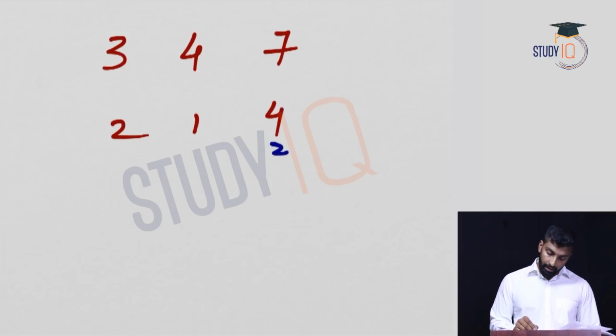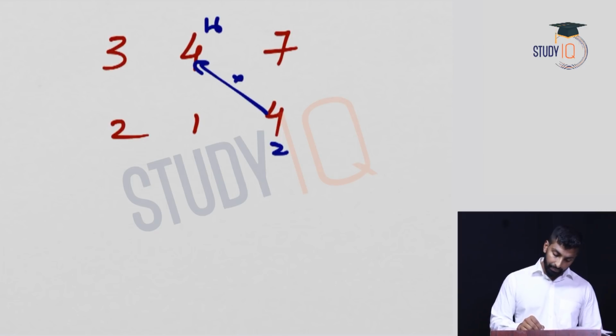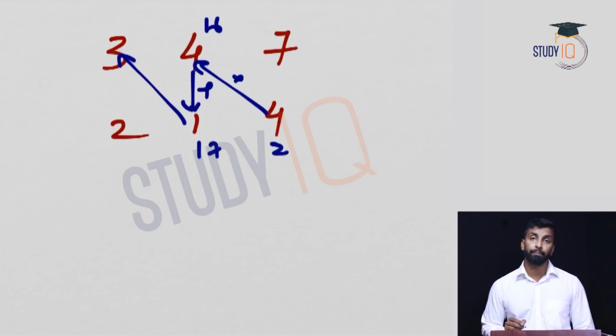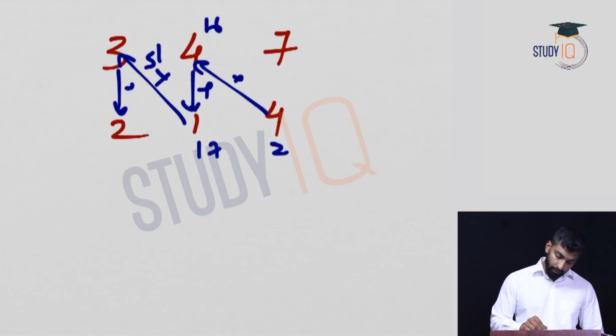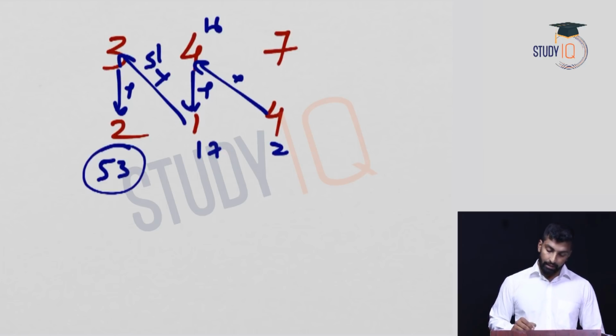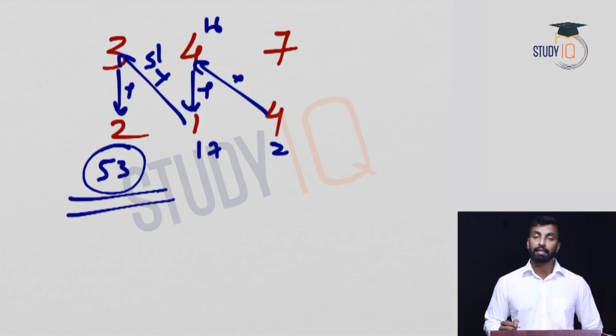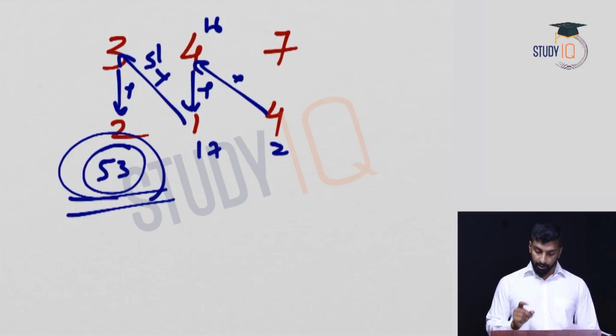You will start from here, diagonally you will multiply, right? And vertically you will add, right? Then again you will multiply, 51. Then vertically you will add, you will get 53. So what is the first possible number? 53 is the first possible number, right? So 53 is the first possible number.